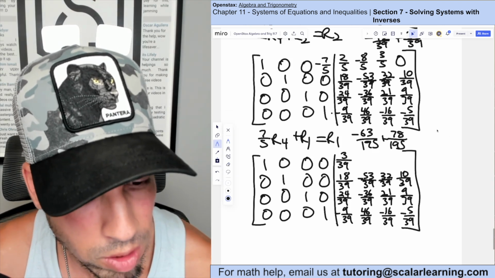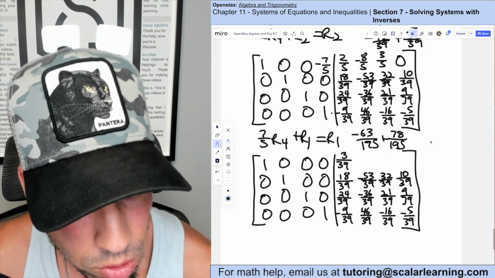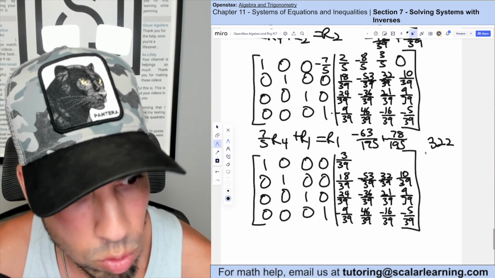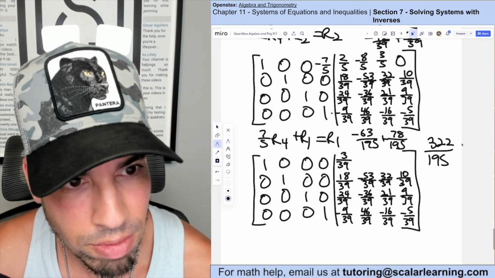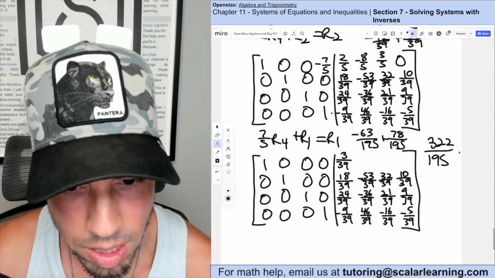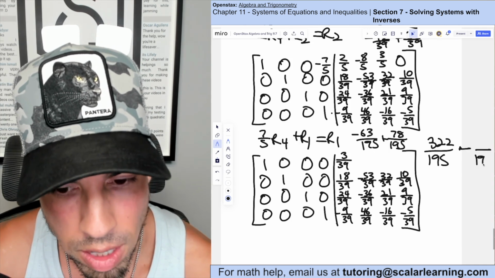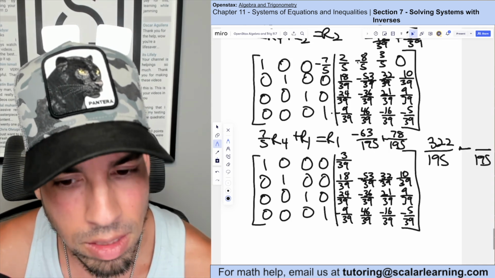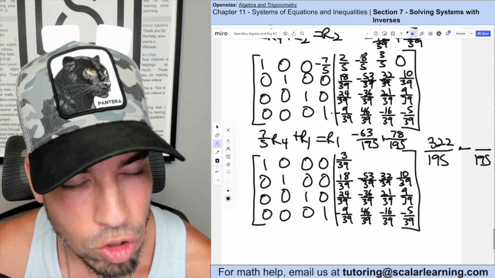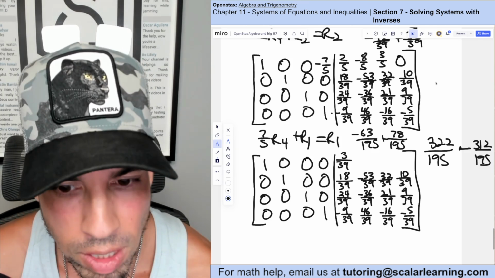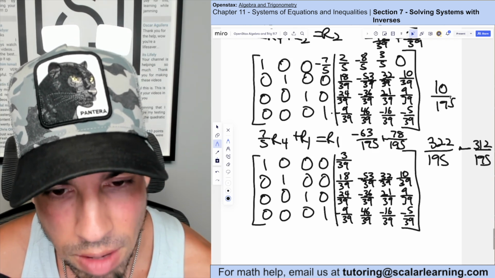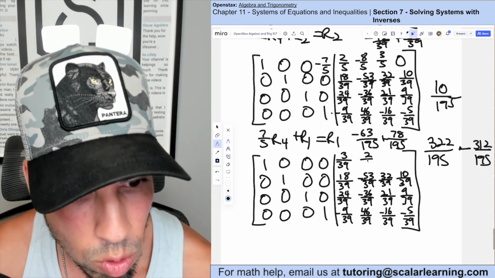7 times 46, that's 280, plus 42 is 322 over 5 times 39, which is 195, plus negative 8/5 times 39 over 39 is 195 on the bottom. 8 times 39 is 240, plus 72 is 312. So that's going to be 10 over 195, dividing top and bottom by 5, that's 2 over 39.